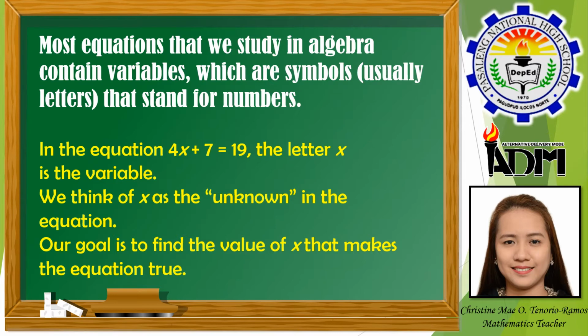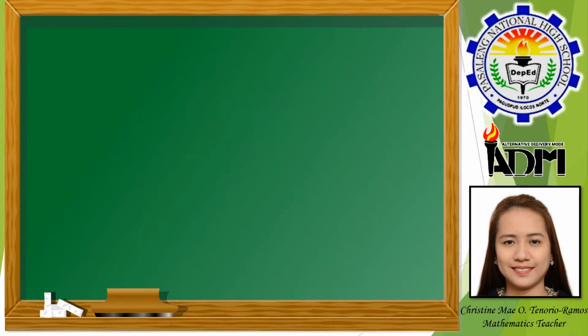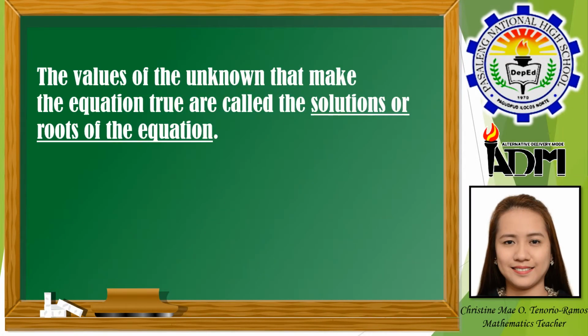So, in the equation 4x plus 7 is equal to 19, the letter x is the variable. So, we think of x as the unknown in the equation. Our goal is to find the value of x that makes the equation true. The values of the unknown that make the equation true are called the solutions or roots of the equation.